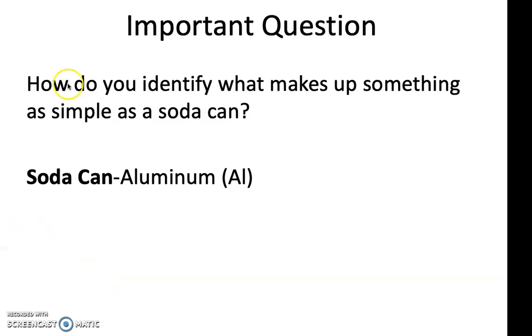Now, here's an important question for you. How do you identify what makes up something as simple as a soda can? Well, nowadays soda cans have more than just aluminum in them, but a soda can is majority aluminum. But how do you identify that? You're going to identify it by its texture, its ability to resist wear, and its ability to take and hold the pressurized soda inside without exploding.